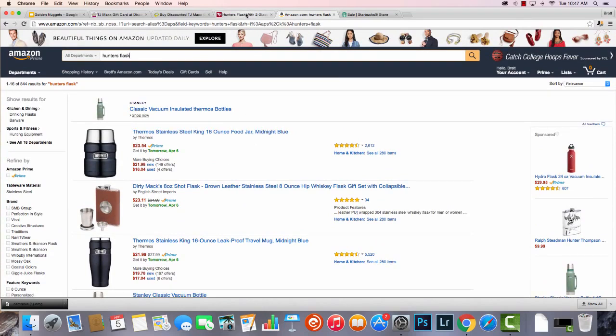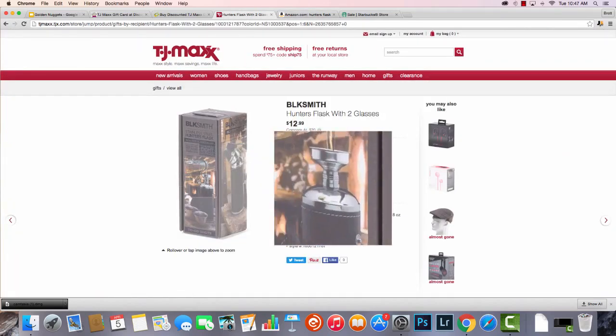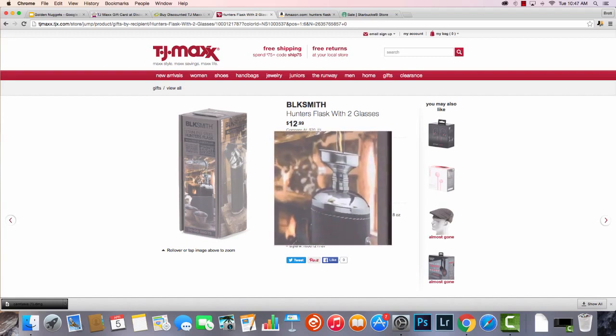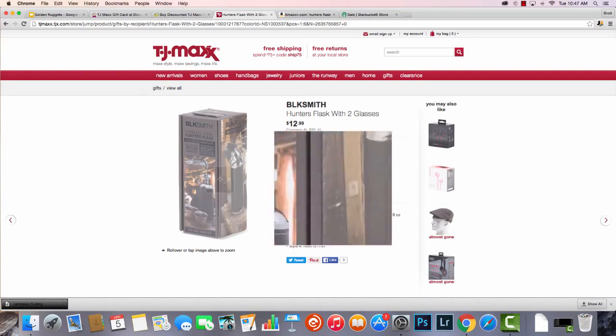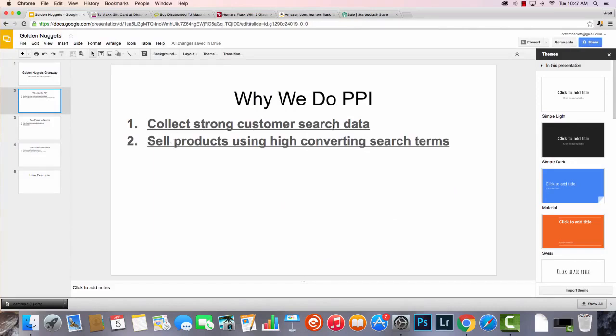And then if it works, if you get the good search data, this would be one you'd want to look into to possibly private label in the future, okay? That is very, very valuable. Look at this, guys. This is awesome. Totally awesome. All right, so that's an example of, again, collect strong customer search data, okay? That's the whole goal of that one.